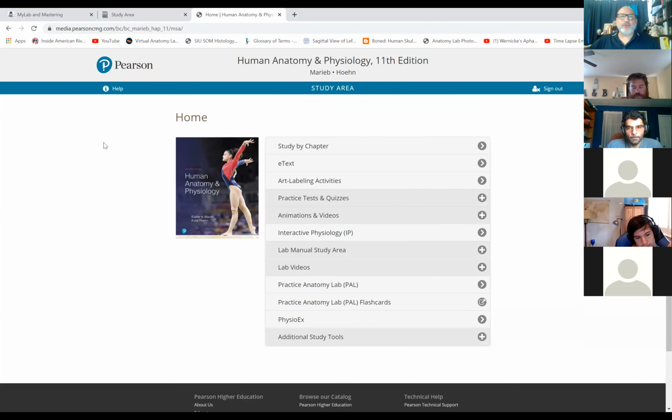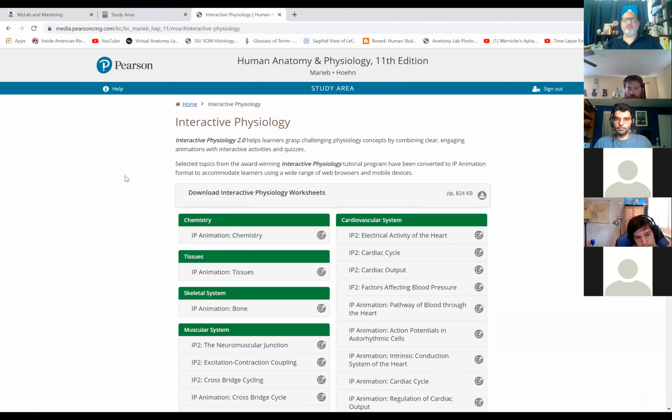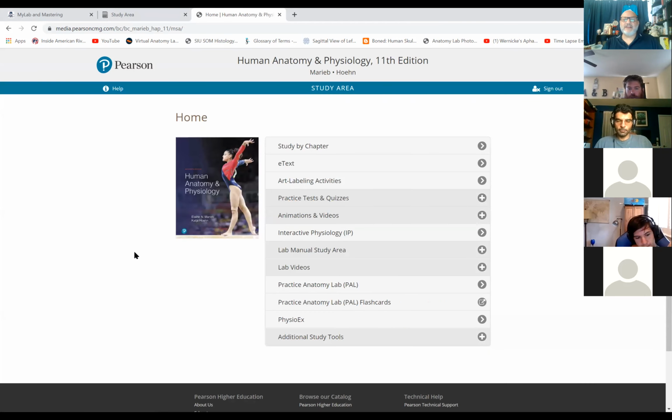However, there may be some resources you haven't taken advantage of yet. You may not have used the interactive physiology, but here under the interactive physiology, notice, lo and behold, these are directed tutorials. And look at the first three: the neuromuscular junction, excitation contraction coupling, cross bridge cycling. Those are the three processes you are going to be responsible for.